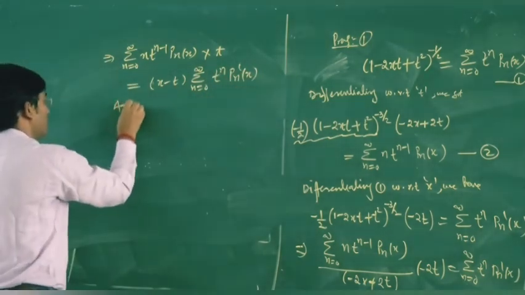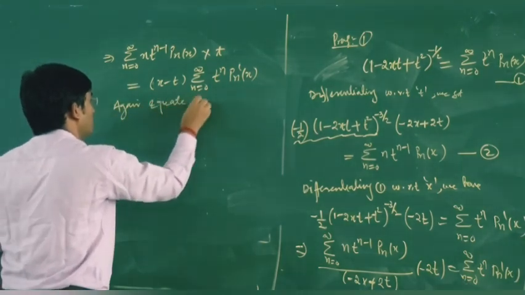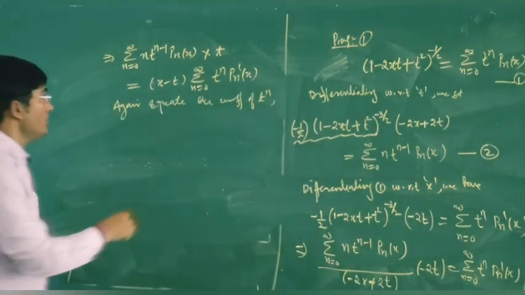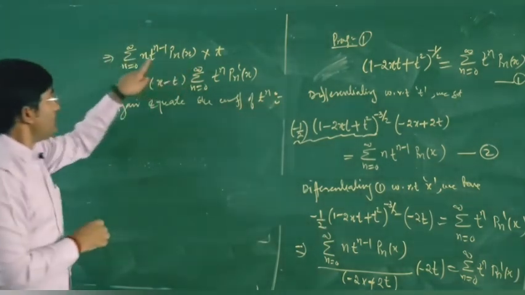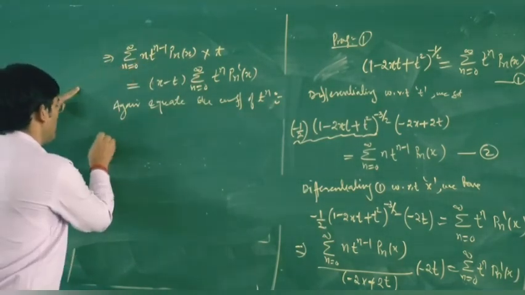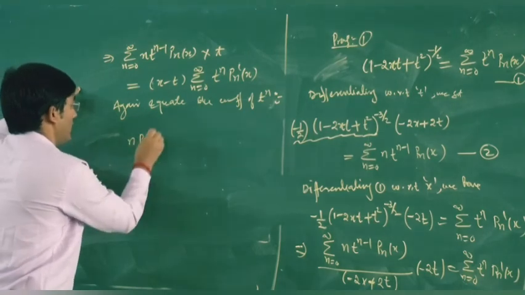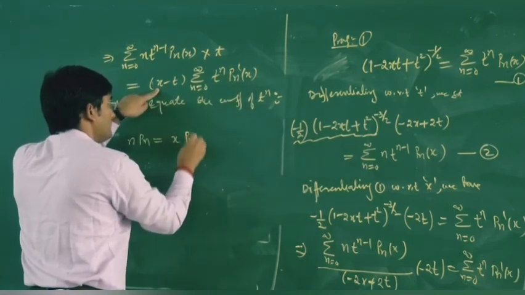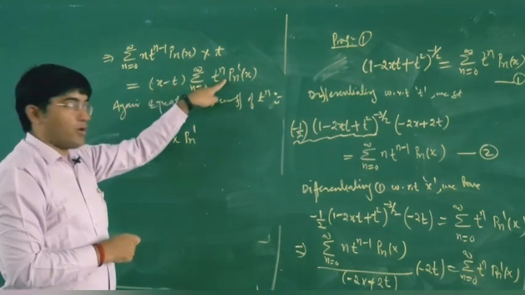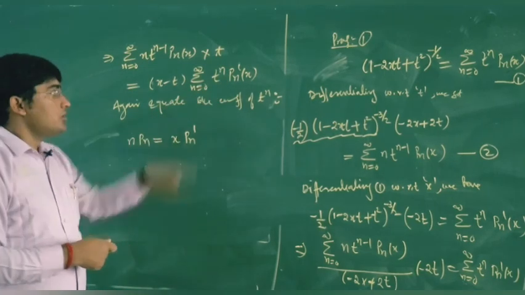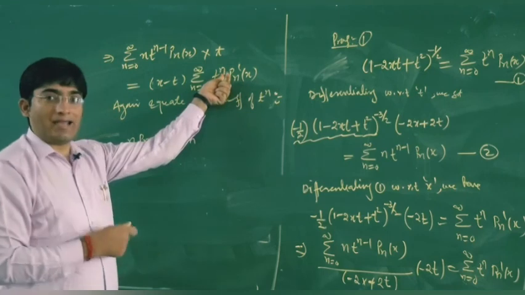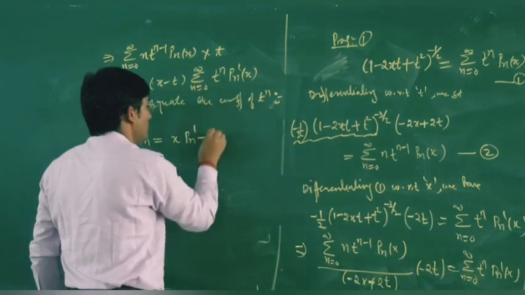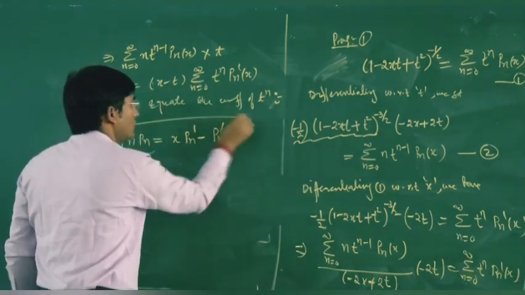Again, let us equate the coefficient of t power n on both sides. In the left hand side, the coefficient of t power n is equal to n into Pn. Now in the right hand side, if you multiply this x to this function, then we will have x into Pn dash. Now if you multiply this t to this t power n, then we will get a function of t power n plus 1. So for that, let us replace this n by n minus 1 or take the n minus 1th term. So this will be minus x into Pn minus 1 dash, and this is what we have to prove.